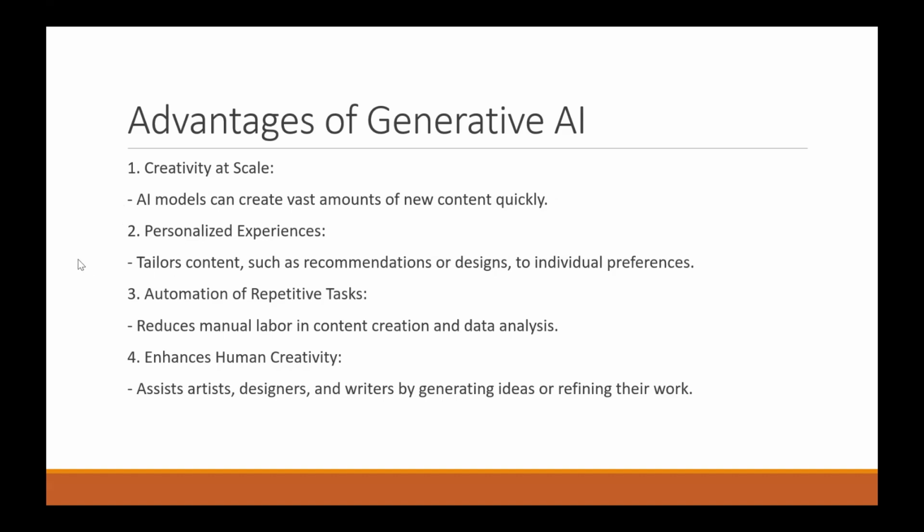Personalized experiences tailor content such as recommendations or design to individual preferences. It will learn your preferences in some time, and it will recommend based on your preferences. Automation of repetitive tasks reduces manual labor in content creation and data analysis. You can automate the repetitive tasks so that it will reduce the manual labor. It will help you to increase content creation along with reducing human error.